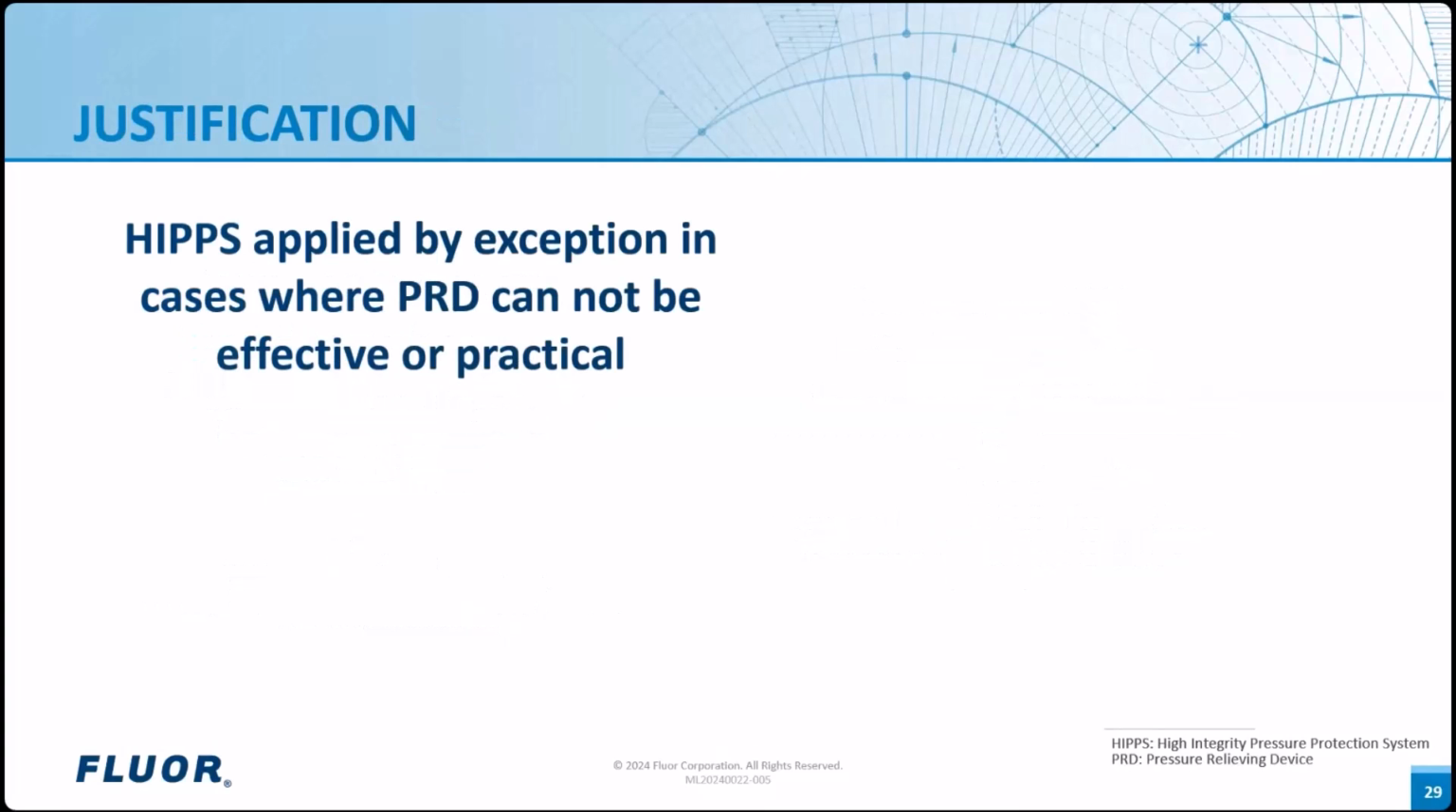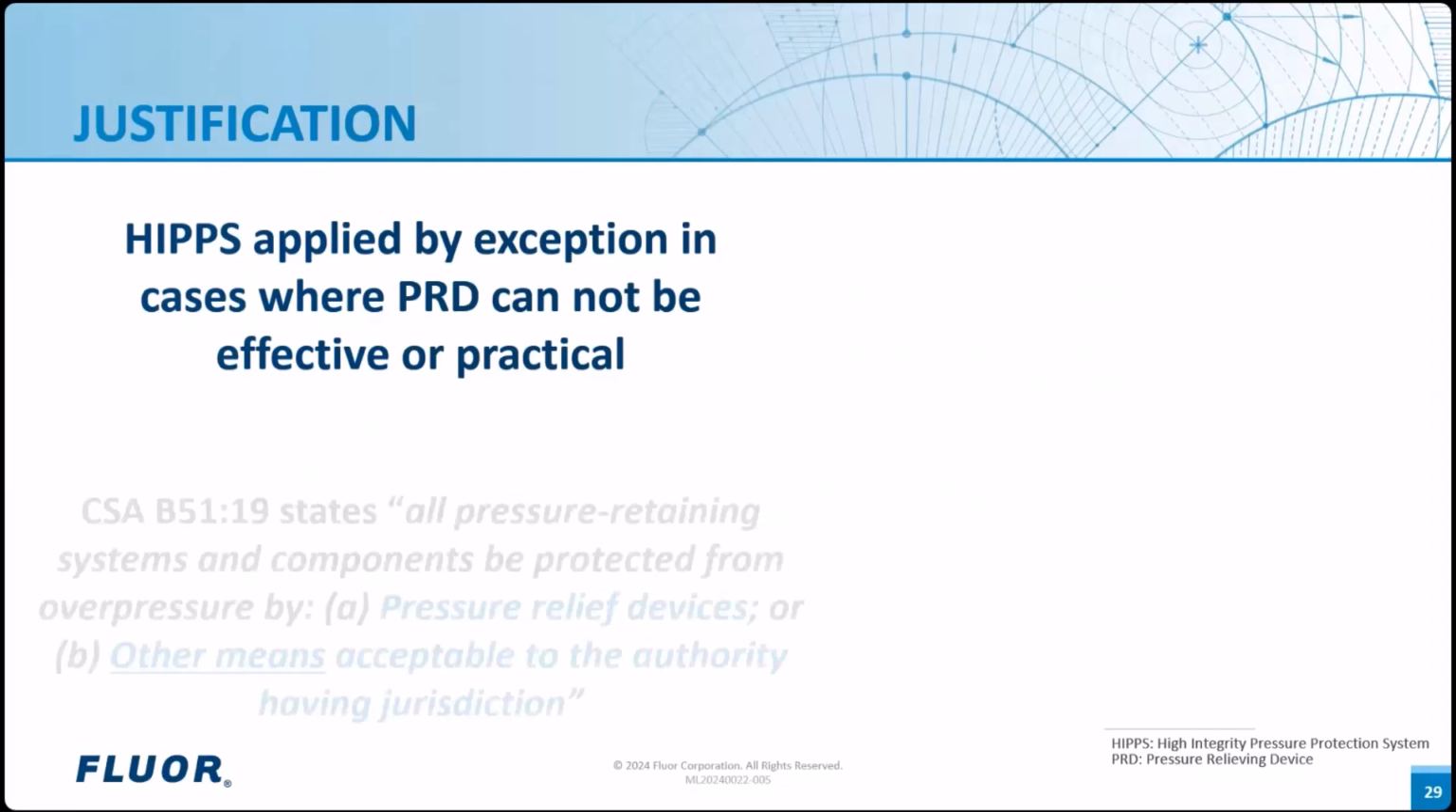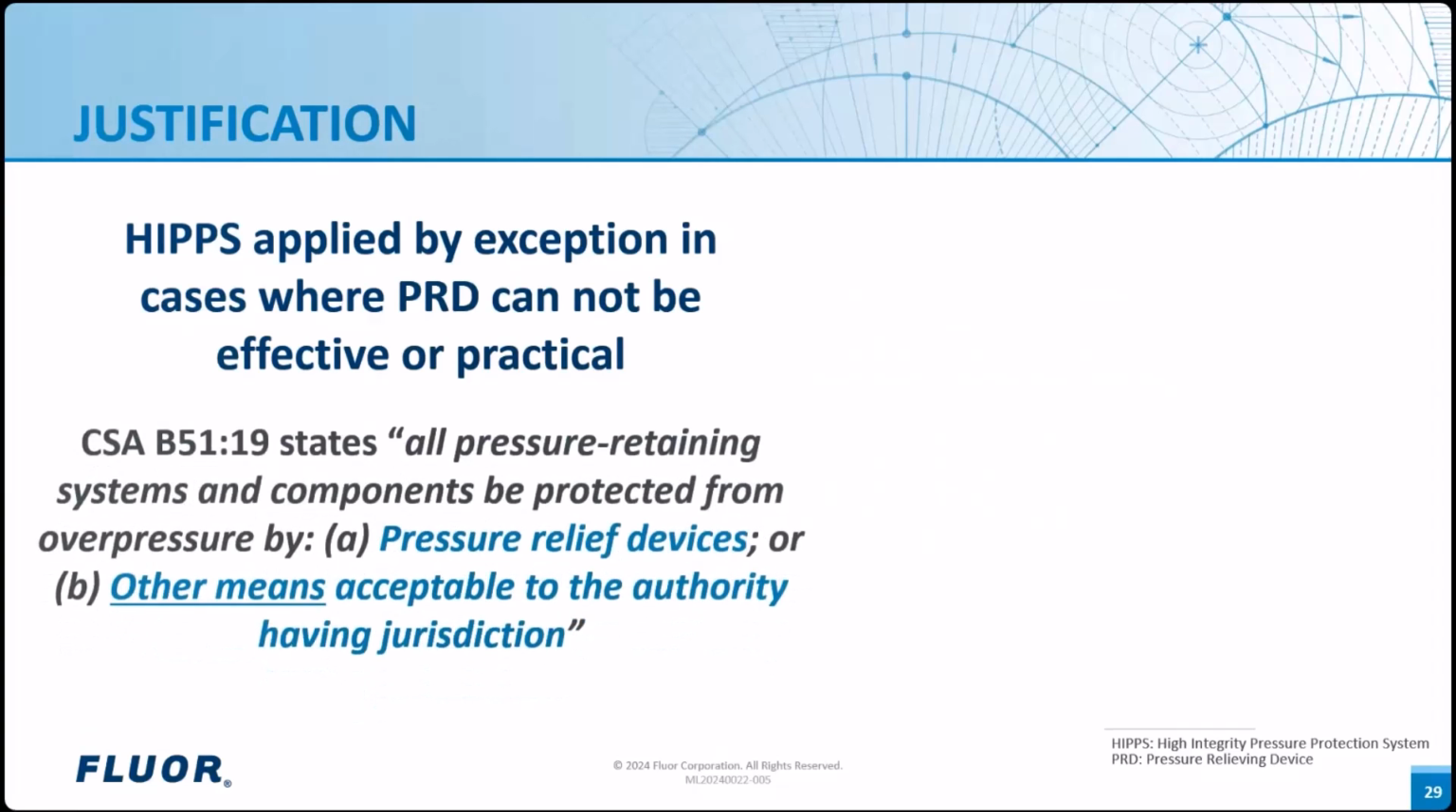And next, we talk about current regulations. Current regulations tend to be pressure relieving device centric, likely due to their self-actuating nature and independence of instrumented systems. As such, they make an effective last line of defense in many cases. For example, the Canadian Pressure Vessel Code states the following. HIPPS would fall under other means.